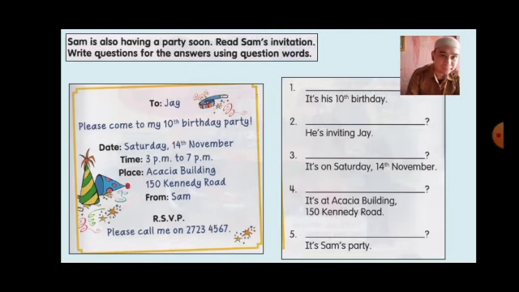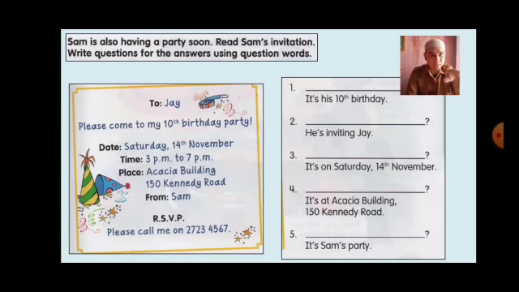Next, number 4. It's at Acacia Building, 150 Kennedy Road. You see the word road. It's asking about the place. So the question should start with where. Where is the party?